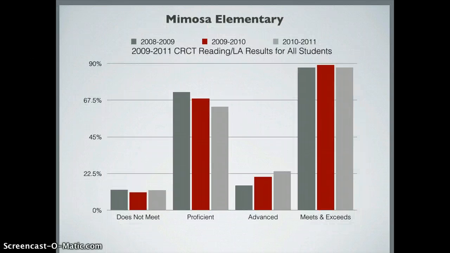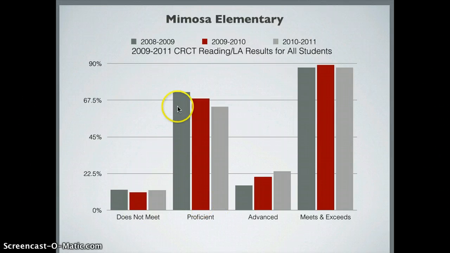Here we're looking at Mimosa Elementary School, the same results for the same years, 2008, 2009, all the way to 11. And this time we're looking at the reading language arts results for all of our students, and we want to focus on this does not meet area. So we have a decrease from the first year, 08, 09, to the second, 09, 10, and then a slight increase from 2010 to 2011. So that has increased just a little bit. It's kind of almost met that 2008, 2009 percentage.